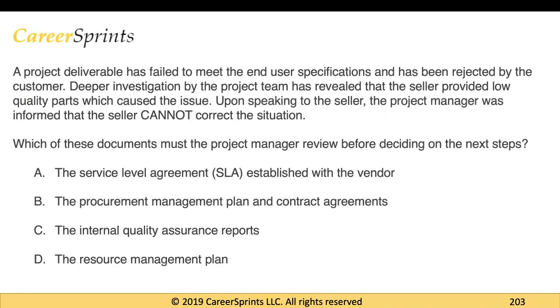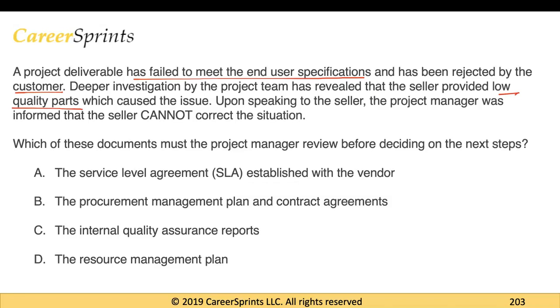Okay, question number 5. It says a project deliverable has failed to meet the end user specifications and has been rejected by the customer. So what has happened? Let's understand. It has failed to meet the end user specification and has been rejected by the customer. Deeper investigation by the project team has revealed that the seller provided low quality parts. So the problem was low quality parts.